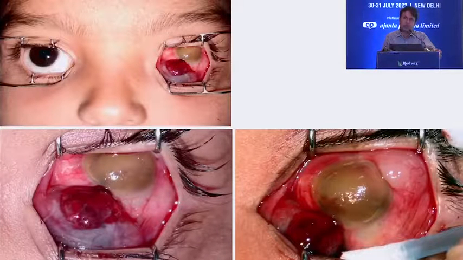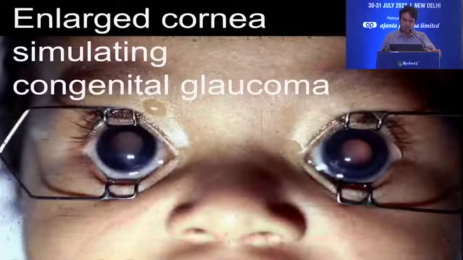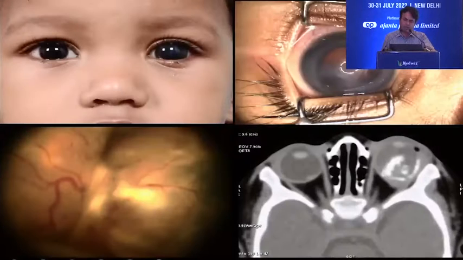So trauma here was incidental. Hyphema resulted from a pre-existing tumor, and that was drained. So enlarged cornea simulating congenital glaucoma can occur in retinoblastoma. This child had bilateral retinoblastoma but looked like congenital glaucoma, and this is a child with unilateral enlarged cornea with retinoblastoma.